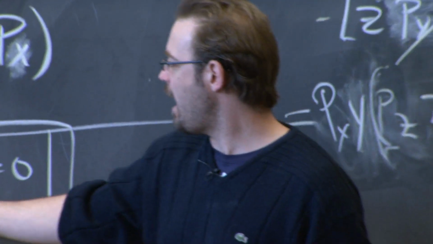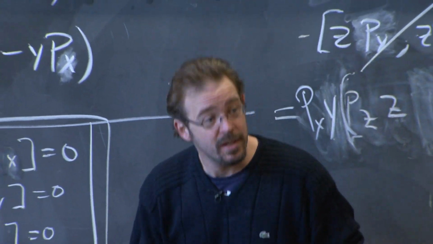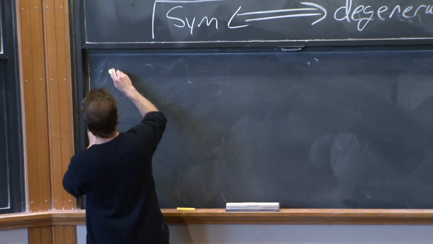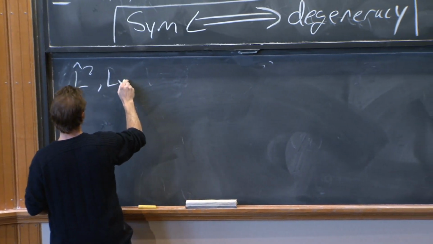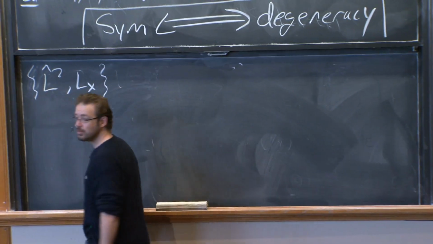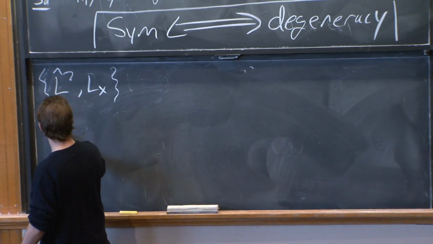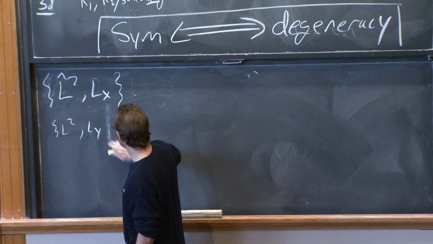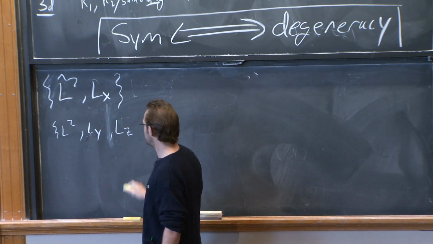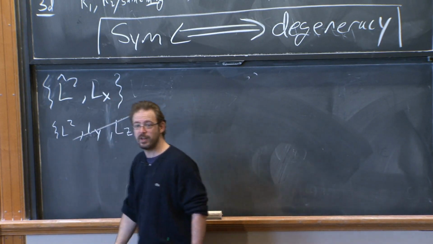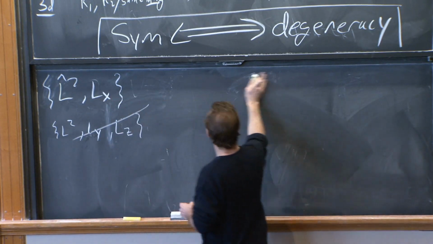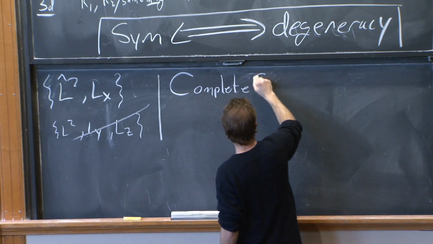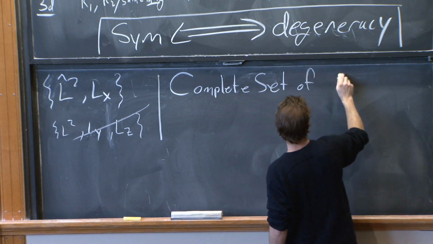What about Lx and L squared? Yes. So we can find simultaneous eigenfunctions of L squared and Lx. What about L squared and Ly? Yep, exactly. What about L squared, Ly, and Lz? Nope. No such luck. And this leads us to the following idea. The idea is a complete set of commuting observables.